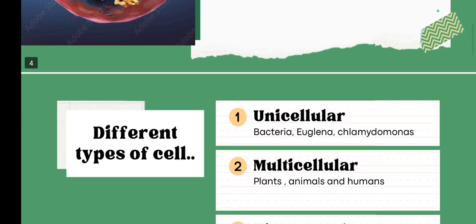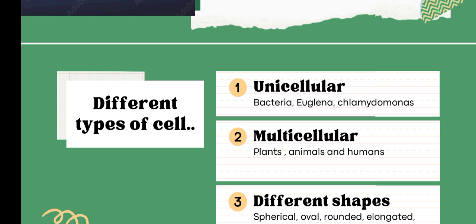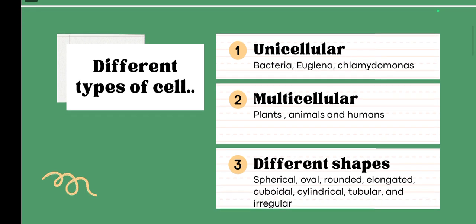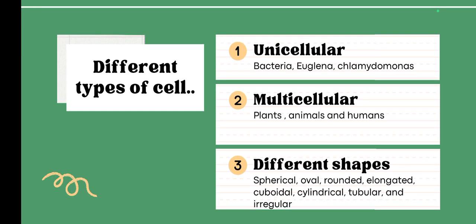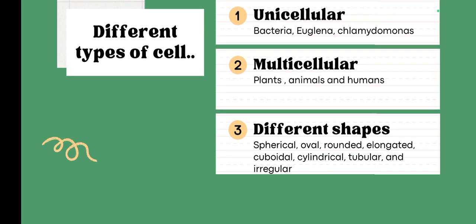And then the different types of cell. There are two types of cell, multicellular and unicellular. These cells differ in their size, shape, and also function. As you can see here, unicellular organisms are made up of a single cell, for example bacteria, euglena, chlamydomonas, and multicellular organisms are nothing but the plants, animals, and humans. These cells have different shapes, and based on their shapes, their functions also differ, such as spherical, oval, rounded, elongated, cuboidal, cylindrical, tubular, and irregular.